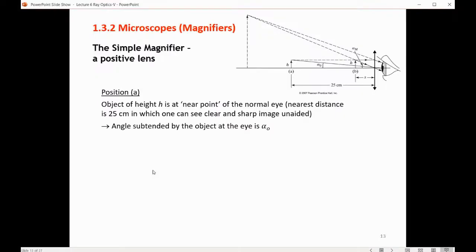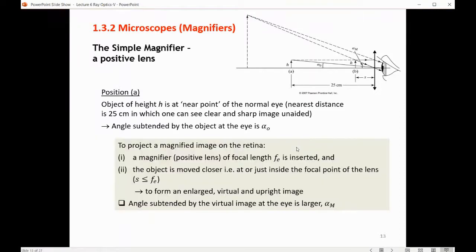We are going to discuss the microscope that will act as a magnifier, and we start with a simple magnifier, which is a positive lens. Consider an object of height h placed at position A here, at a distance of 25 cm from the eye. This distance happens to be the near point of the normal eye, which is the nearest distance that we can still see a distinct, clear and sharp image unaided. The angle that is subtended by this object at the eye, we will denote as alpha 0.